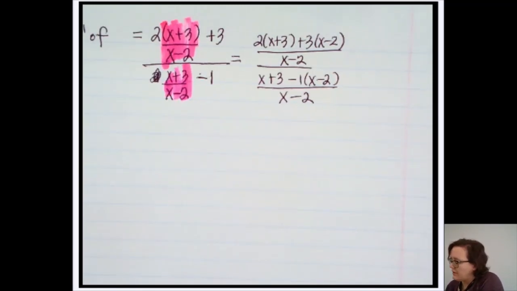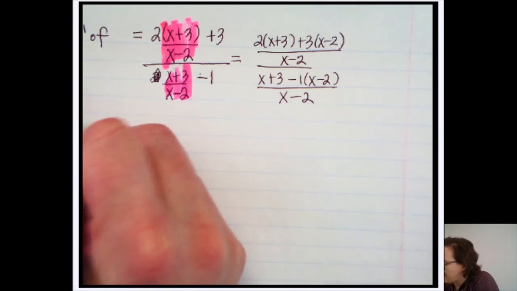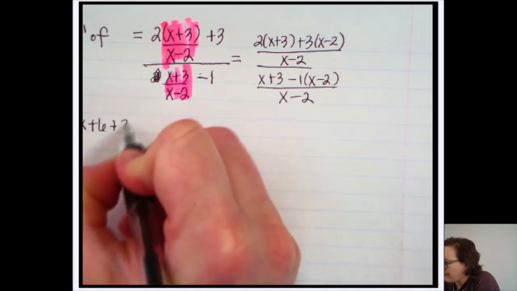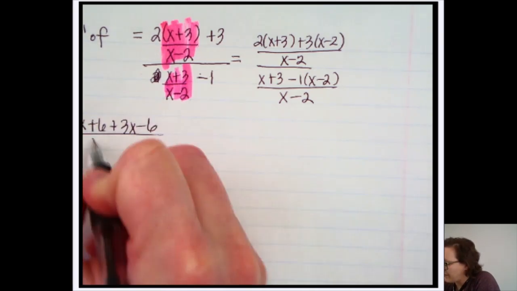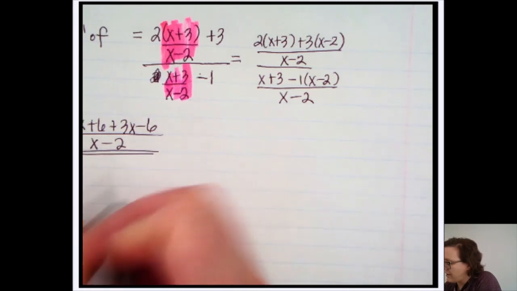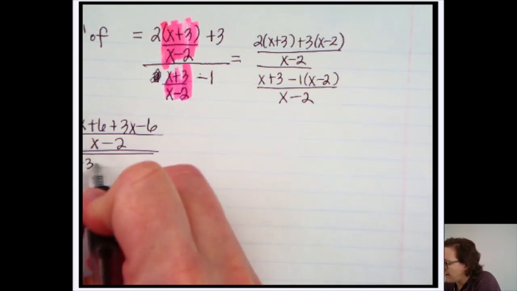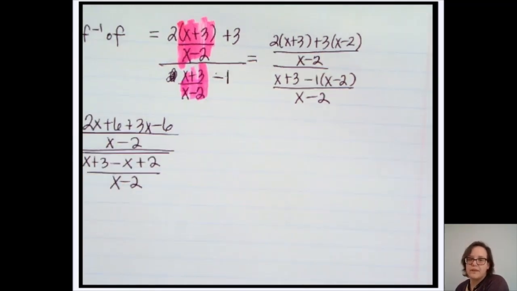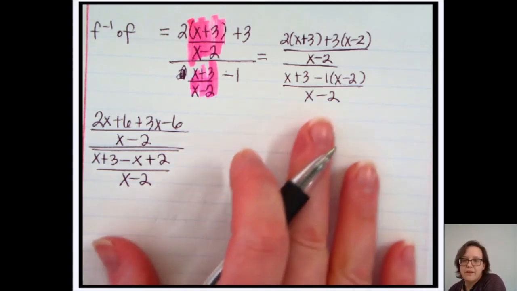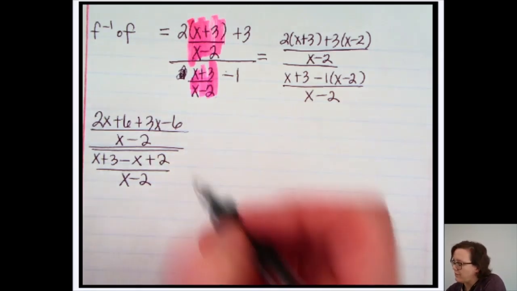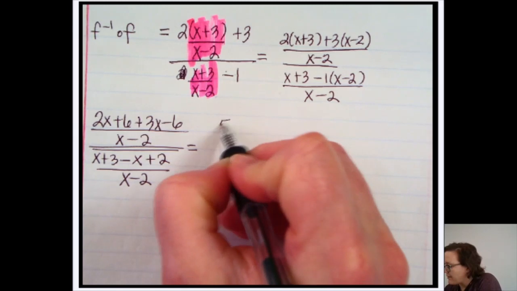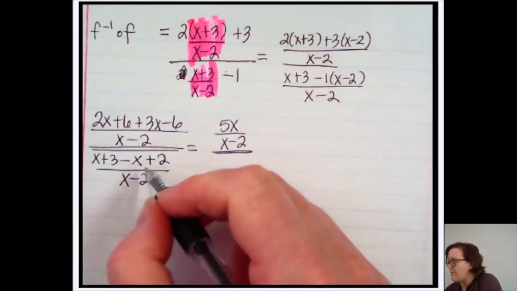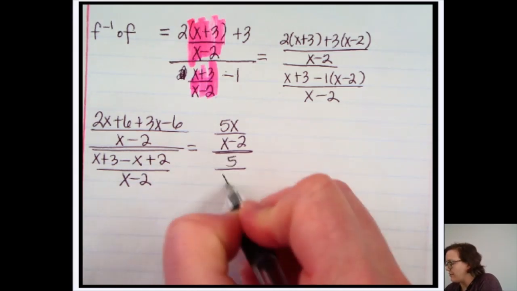Okay. So now let's put it together and distribute. So we have 2x plus 6 plus 3x minus 6 all over x minus 2. Okay. Then on the bottom we have x plus 3 minus x plus 2 all over x minus 2. So here I just distributed my tops and things. Okay, so let's simplify some more. Top gives us 5x, and the bottom was x minus 2. And then the top of the bottom gives us 5 over x minus 2.